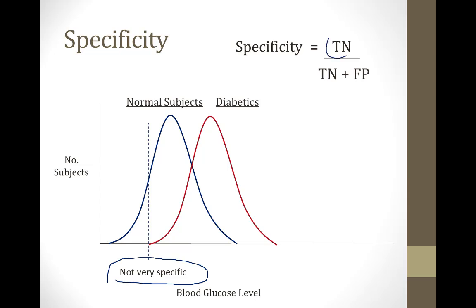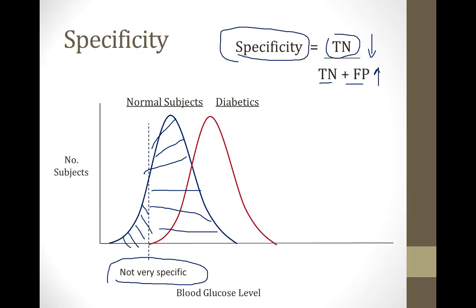So the true negatives are on top, and we have a small number of true negatives here. They are these normal subjects that I'm highlighting right now. On the bottom of the specificity equation is true negatives plus false positives, but look at all these false positives. All these normal subjects here have been identified as false positive. So choosing a cutoff point over here gives you a very low true negative rate and a very high false positive rate. This leads to a small specificity.